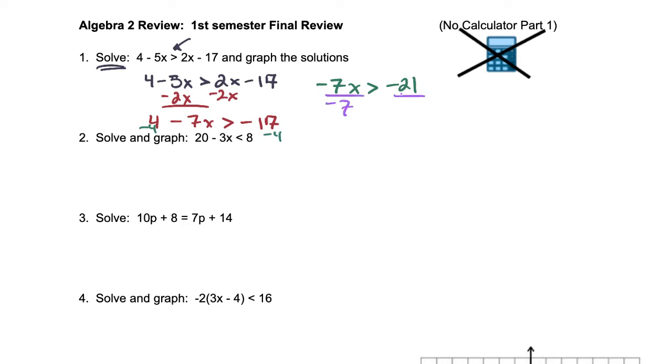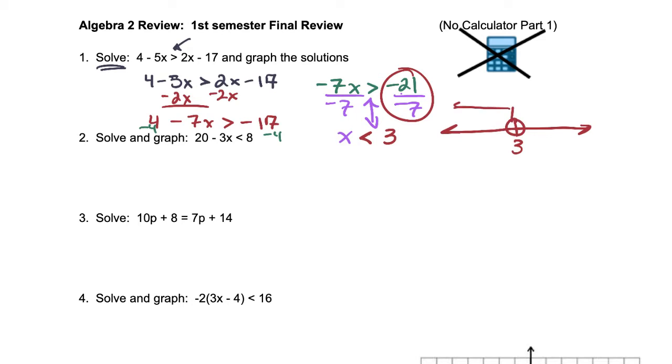Now here's the thing you have to remember about inequalities. If you divide by a negative when you're solving, that inequality has to flip around to keep it true. Negative over negative is positive, so x is less than 3. And it says graph it, so let's graph it real quick. There's a 3, and I've got to be less than it. There we go. That's not too hard.